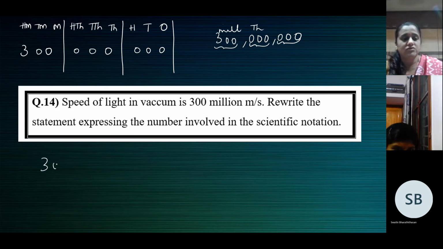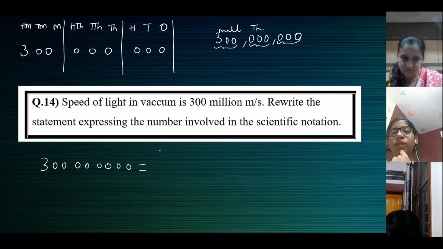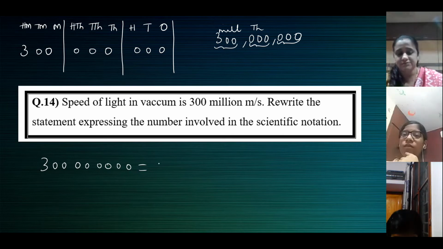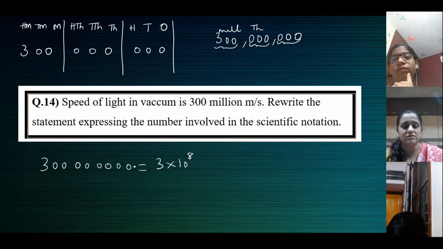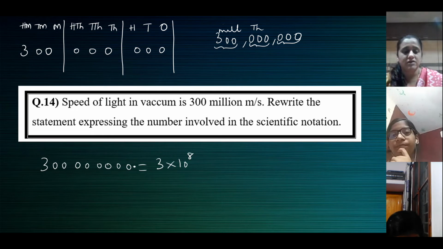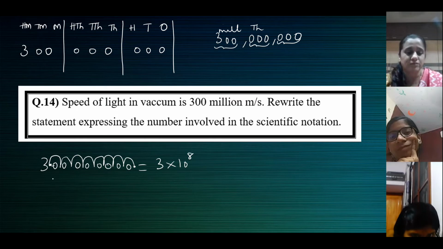So now 300 million should be written in the scientific notation. Now, is your doubt clarified, Bhavishya? Yes, ma'am. 3 into 10 to the power 8. So where's the decimal point? It is here, at last. Correct. 1, 2, 3, 4, 5, 6, 7, 8. 8 places. You need to move it by 8 places and you're reducing the value.